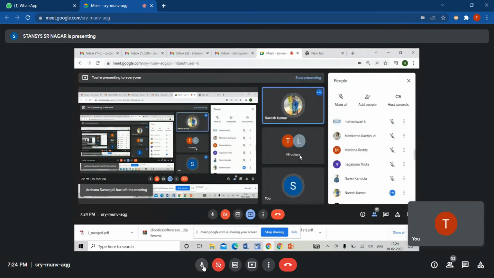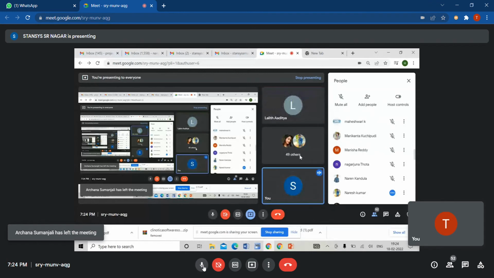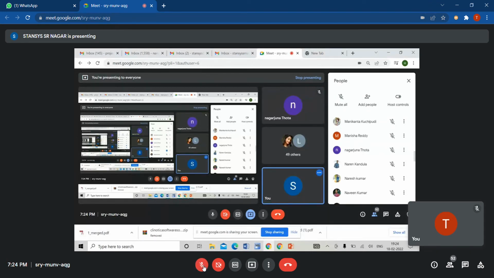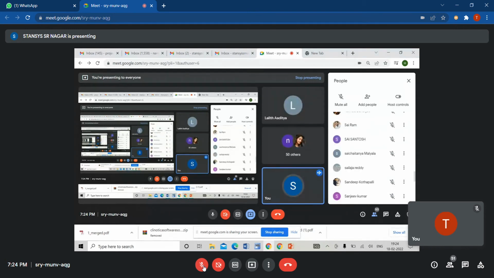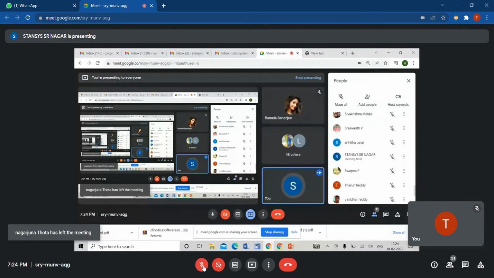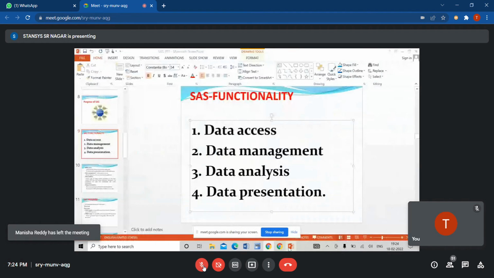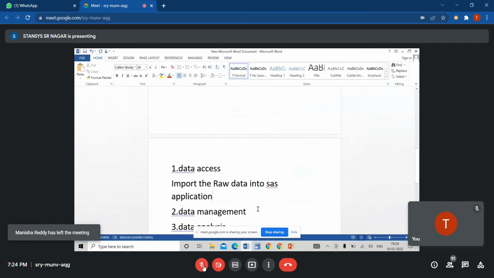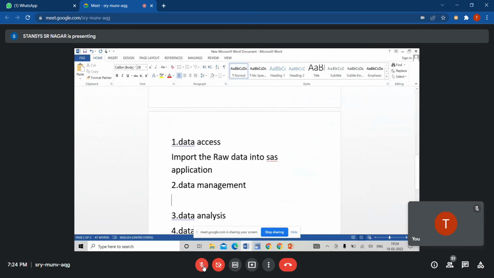Yes, sir. Put the raw data into the SAS application, that is called data access. And the second one is data management. What is meant by data management? You have to just convert the shape of the data required by the application, that is called data management.